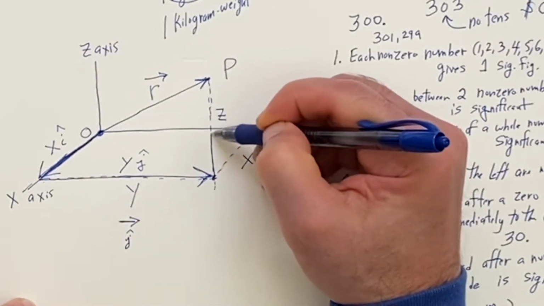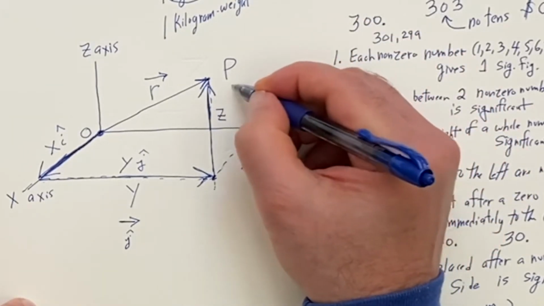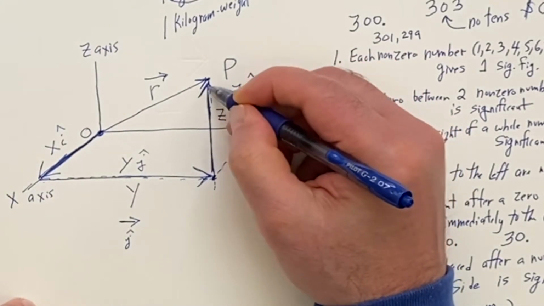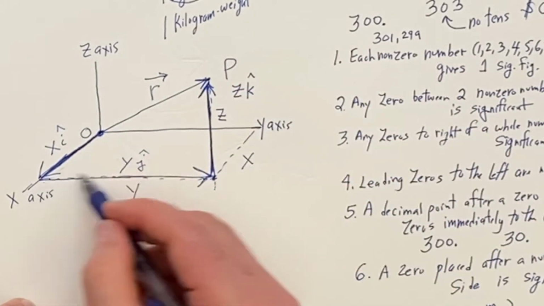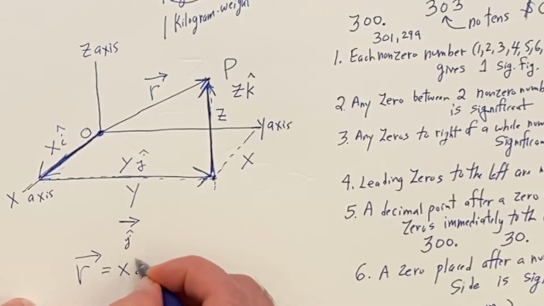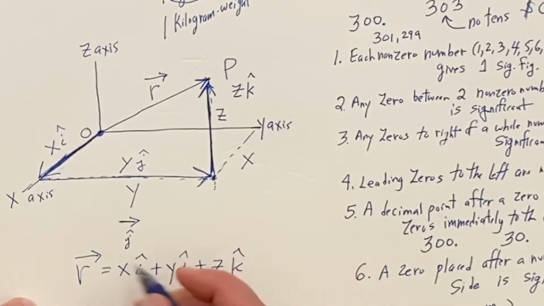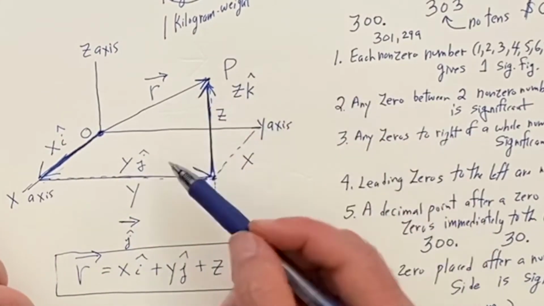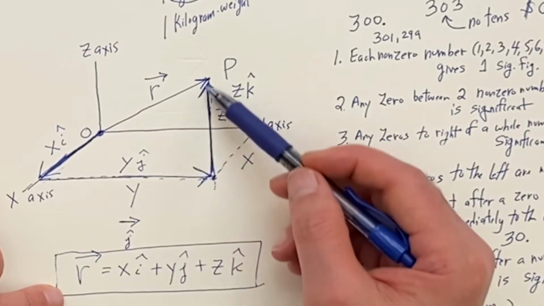And then I would go up here, z, k. So this vector here would be z times k hat. And those three vectors added together would give me r. In other words, x i hat plus y j hat plus z k hat. That would be this vector r. It consists of three vectors, along the x direction, the y direction, and the z direction.